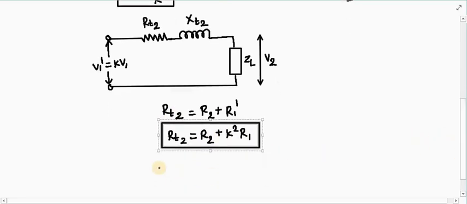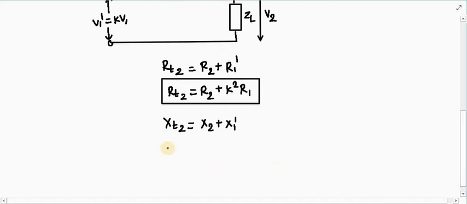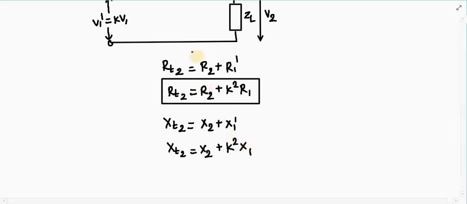Similarly, for reactance, I will write XT2. What is XT2? Total effective reactance of the transformer referred to the secondary side. So it is nothing but the secondary side reactance plus the primary side reactance referred to the secondary side, means X1 dash. Now what is X1 dash? My XT2 is nothing but X2 plus X1 dash, which is equal to K square X1.